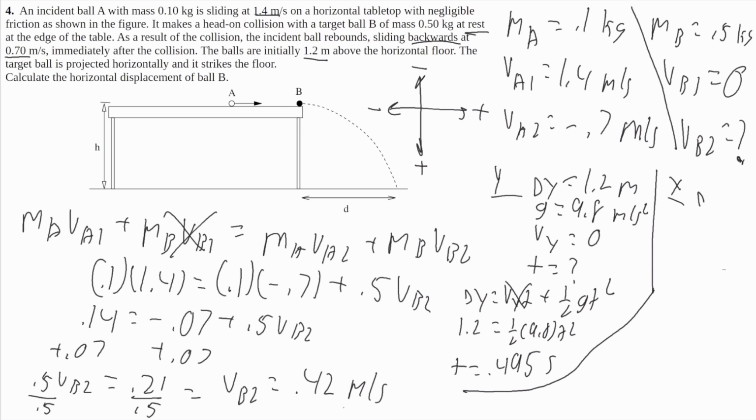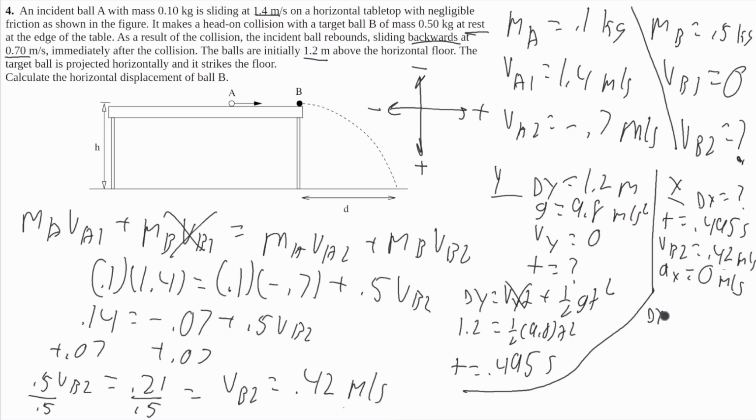Solving for the displacement, so delta x is what we want to find. We know the time that this took for it to fall to the ground, which is 0.495 seconds. We know the initial velocity of the x, it'll be VB2, which is 0.42 meters per second. We also know the acceleration of the x is going to be 0, because gravity doesn't work in the x. Now we can write the same equation we use in the y.